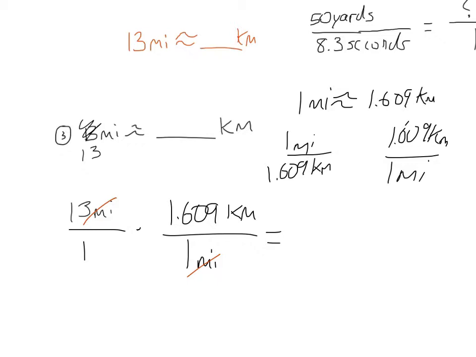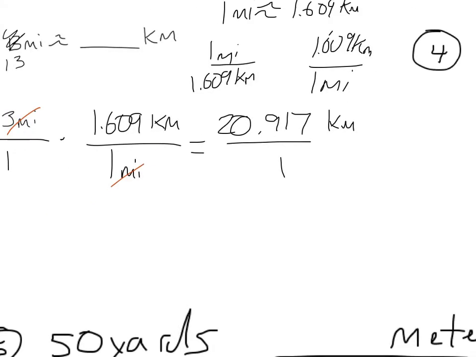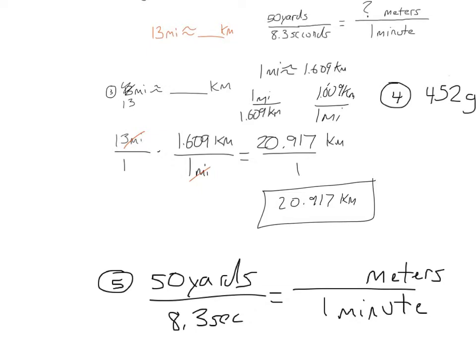Okay, so now we're just multiplying fractions, so you multiply straight across the top, which would mean you're taking 13 times 1.609. Okay, and if you take 13 times 1.609, you get 20.917. And what's our units? Well, it was 13 nothings times 1.609 kilometers over 1 times 1 nothing is just 1. And we can actually simplify that and turn that into 20.917 kilometers and be done with it. So what does that mean? Well, it means that 13 miles is approximately 20.917 kilometers.